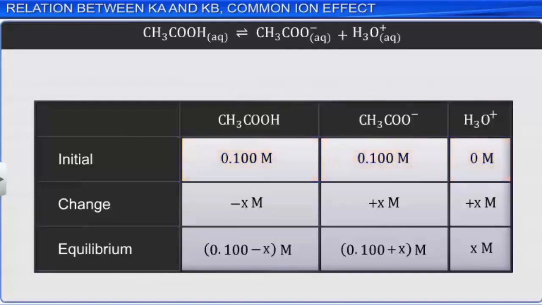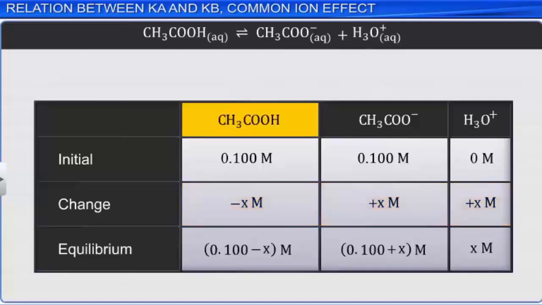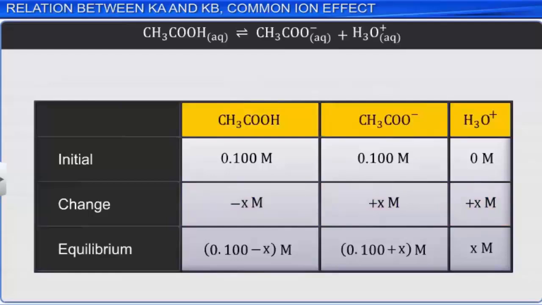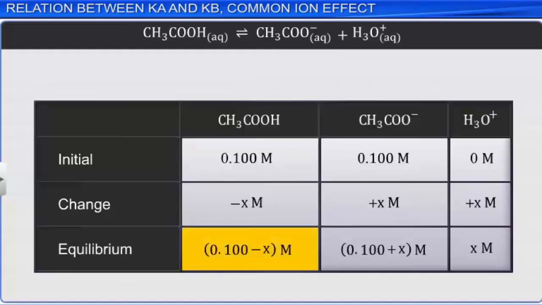The change in concentration after the dissociation of acetic acid is equal to minus X M for acetic acid, plus X M for H3O plus ion and plus X M for acetate ion. The equilibrium concentrations of CH3COOH, H3O plus ion and CH3COO minus ions are 0.1 minus X, X and 0.1 plus X moles respectively.